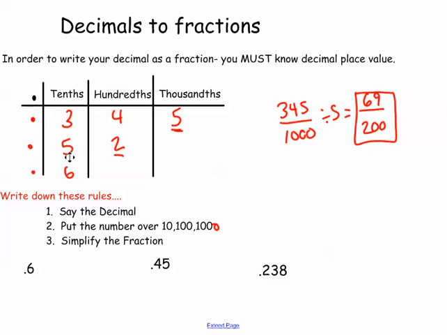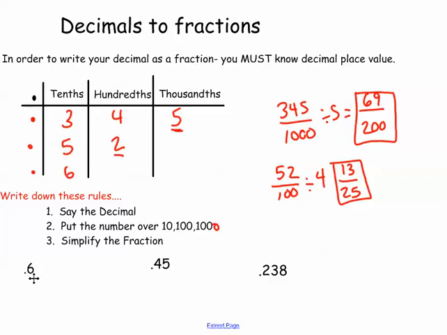All right, let's look at this one. So 52 hundredths. So 52, you said it. You just said hundredths, so I'm going to put it over 100. Now I'm going to simplify it. So I'm going to divide by 2. No, I'm going to divide by 4. I divide by 4 and I get 13 over 25. That is in simplest form.